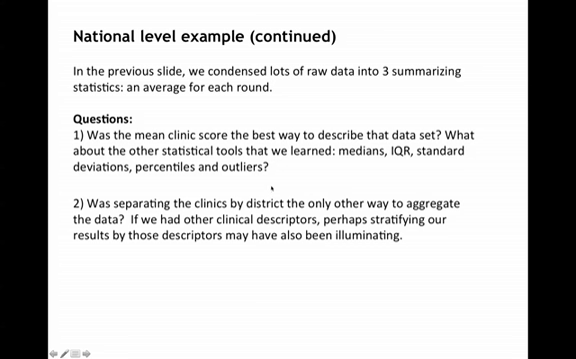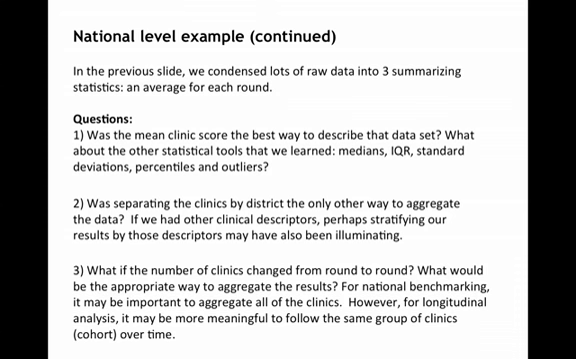Was separating the clinics by district or region the only way we could aggregate our data? If we had other clinical descriptors available, such as type of clinic, perhaps stratifying by those descriptors may have also been illuminating. And what if the number of clinics changed from round to round? What would we be able to say about the aggregate results? Well, for national benchmarking, it may be important to aggregate all of the clinics, regardless of how many clinics there were from round to round. However, for a longitudinal analysis where we're comparing a group of the same clinics over time, it may be important to only look at those clinics that reported on each of those rounds.